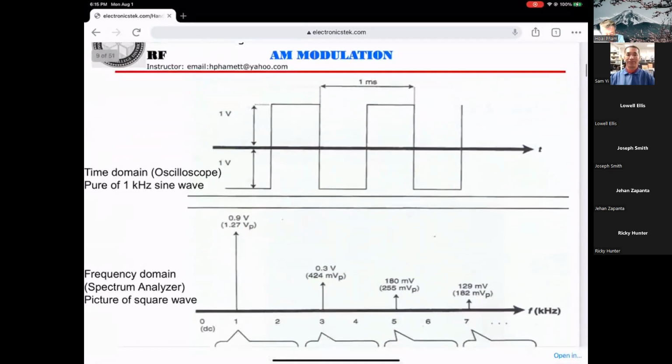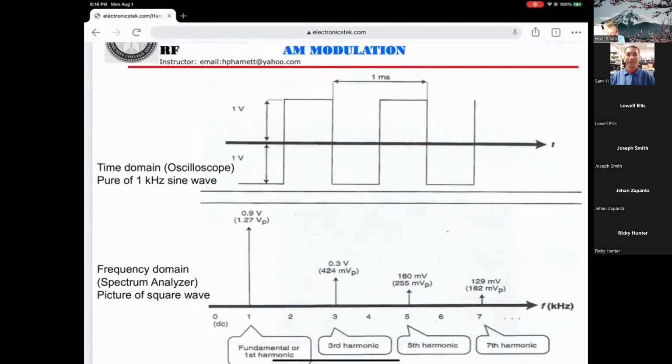You can see the display on the oscilloscope, a square wave, 2 volts peak to peak, okay, and 1 kilohertz. And also, they're showing you the frequency domain picture for that square wave. So if you're looking at the frequency domain, you see that is the frequency domain, okay? And that is the time domain. Time domain will be displayed on the oscilloscope, and the frequency domain will be displayed on the spectrum analyzer.